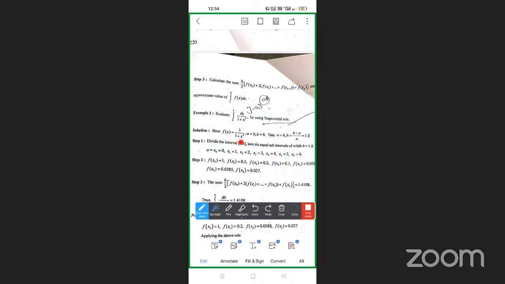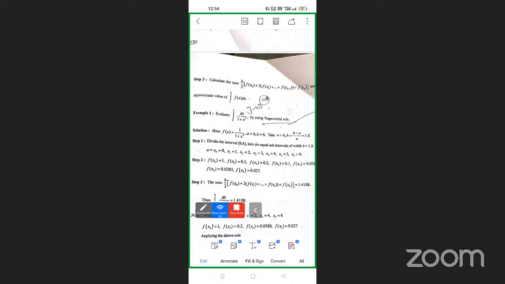Here f of x is equal to 1 by 1 plus x square, a is equal to 0, the lower limit, and b is equal to 6, the upper limit. Since the number of intervals is not given, we take the minimum number of intervals, n equal to 6. So h is equal to b minus a by n, that is 6 minus 0 by 6, which is equal to 1.